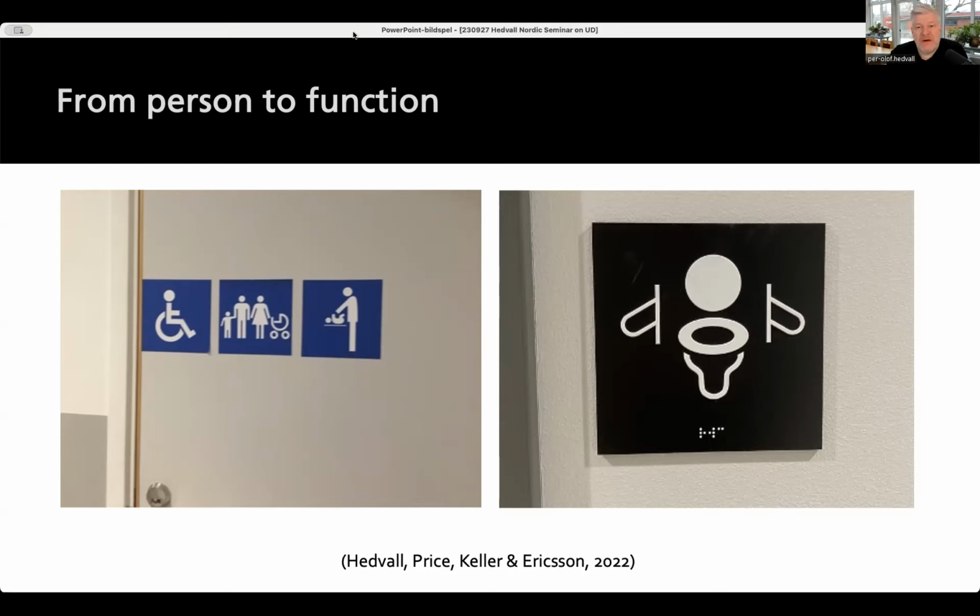To the right, there's a pictogram with just a water closet and 2 handrails. That pictogram tells something else. It doesn't say who this is for. What does that person have to look like? It tells about function instead of person. So we've chosen to call that pattern from person to function.